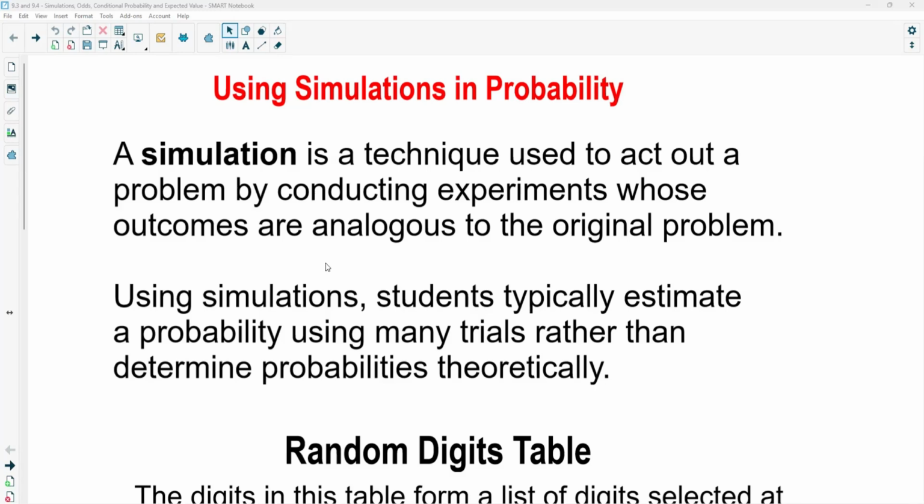On the test. So simulation, again, is the technique of acting out something. If you don't have the resources, you don't have coins, or you don't want to mess with the coins at school, or you don't have dice or spinners, you can do simulations with a calculator or the computer, okay?